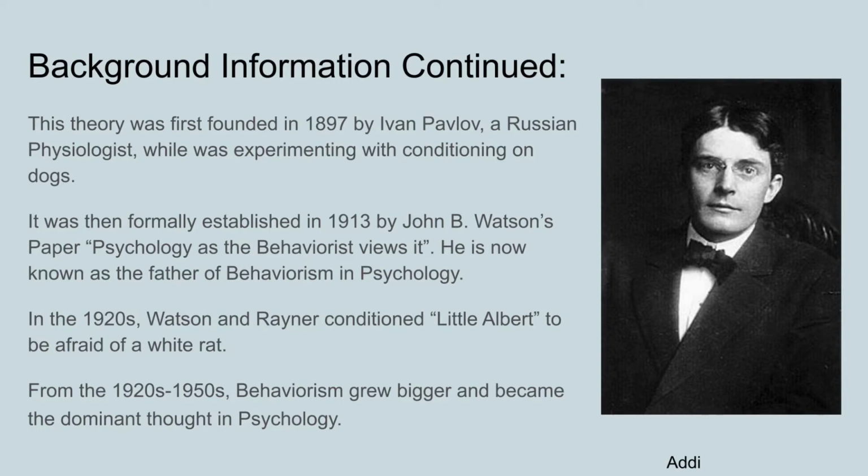It was also then formally established in 1913 by John B. Watson, as you can see on the screen, in his paper, Psychology as the Behaviorist Views It. He is now known as the father of behaviorism in psychology, fun fact. Also in the 1920s, Watson and Rayner conditioned little Albert to be afraid of a white rat, so that was more of his conditioning experiments. They actually trained the little boy, Albert, to be afraid of the rat, and he would scream and cry when it came into the room. Also from the 1920s to the 1950s, behaviorism grew bigger and bigger and became dominant in psychology.